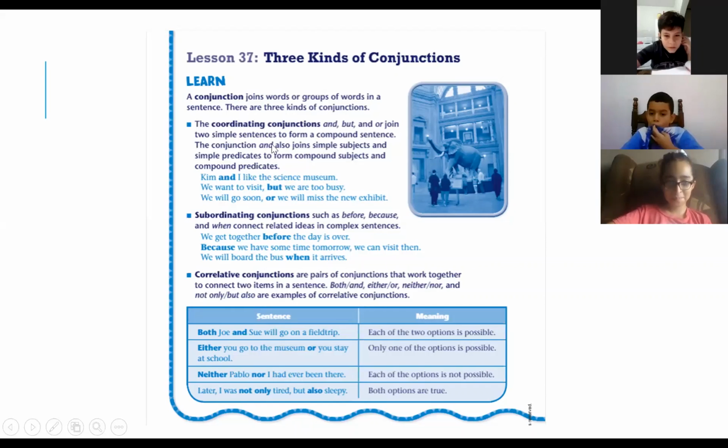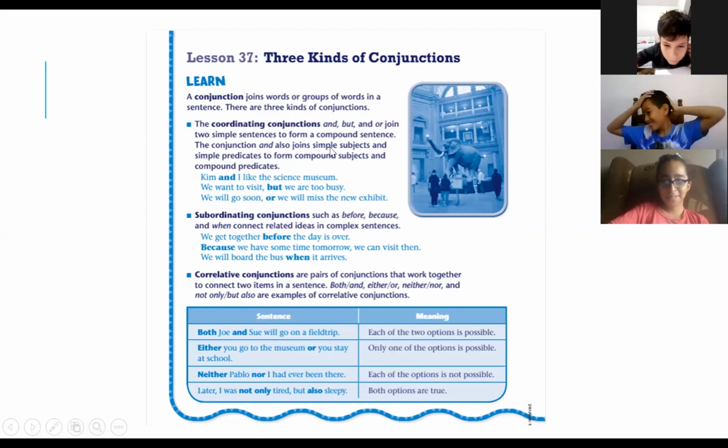Join 2 simple sentences to form a compound sentence, okay? So you can join two small sentences to make one. That conjunction, and, okay, that conjunction and also joins simple subjects, this is right here, and simple predicates, okay, to form compound subjects and compound predicates.